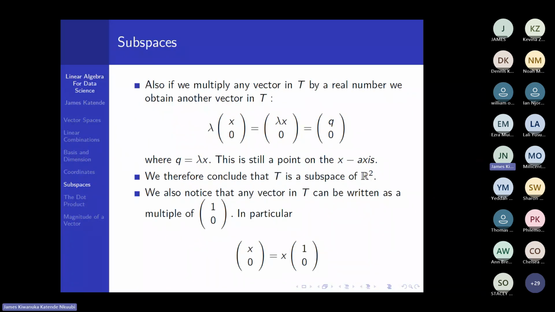The second property that we check is if you multiply any point on the x-axis by a number, you still get a point on the x-axis, right? Because the y coordinate will still be 0. So you still end up with a point on the x-axis. These are the two properties that we needed to check to conclude that the set is indeed a subspace of R2.